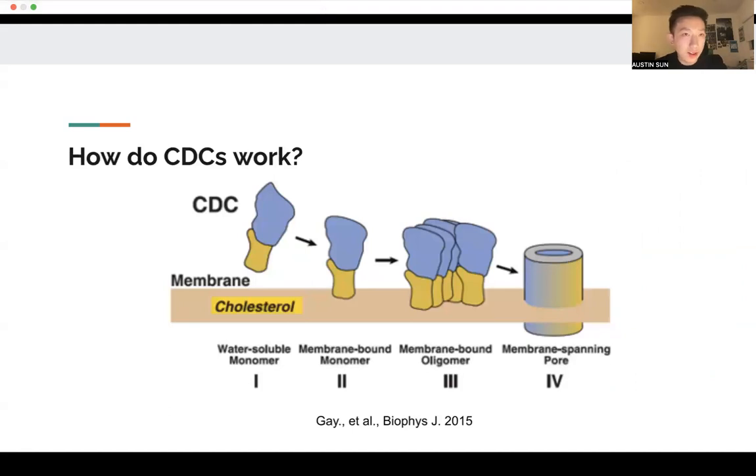So here's a general schematic of how the CDCs function. First, they will recognize the cholesterol within the membrane, and then they will penetrate the membrane. Now, CDCs mostly exist as monomers. So once they have been bound, they will recruit other monomers to form an oligomer. Once this oligomer has been formed, they will create a pore that spans the entire cell membrane. This is very lethal for the cells because it disrupts the cell's ability to regulate its own environment and also protect itself from anything in the extracellular environment. So the result here is almost always cell death.